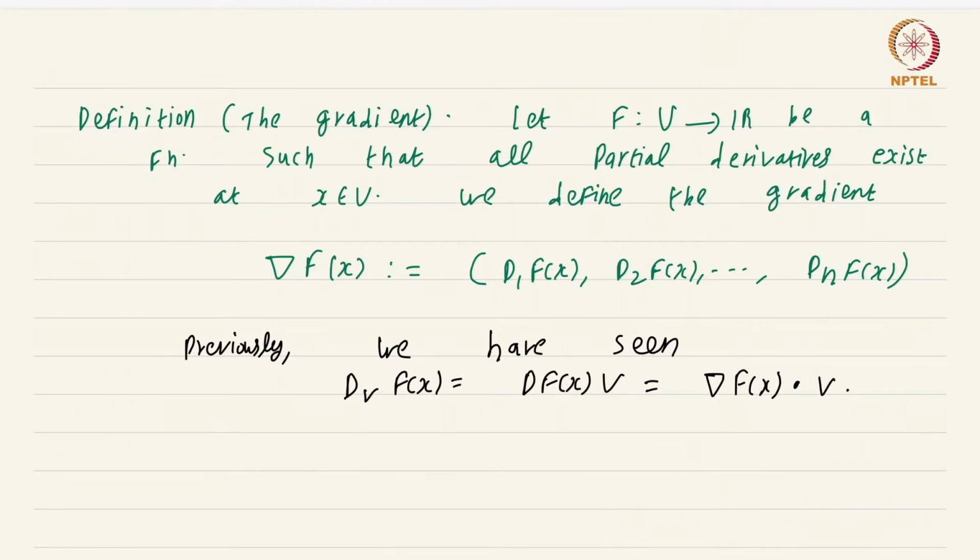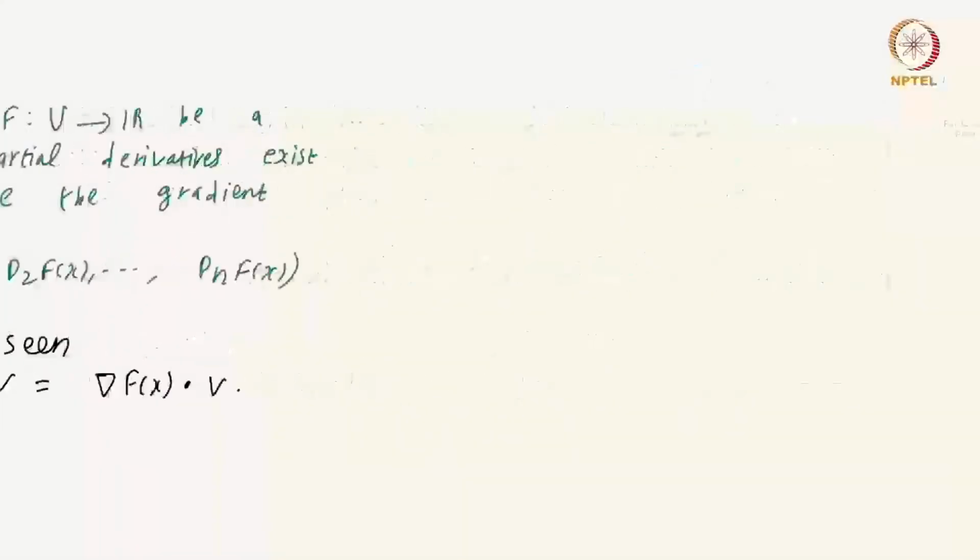Now the natural question arises: suppose I know that partial derivatives exist at the point x, then does that mean that this row matrix d1 f(x), d2 f(x), ..., dn f(x) is nothing but the derivative of f at x? No. We have a counter example.